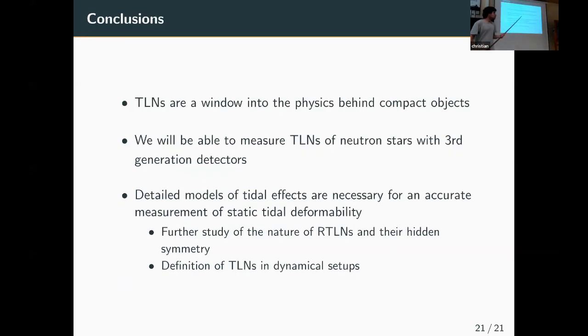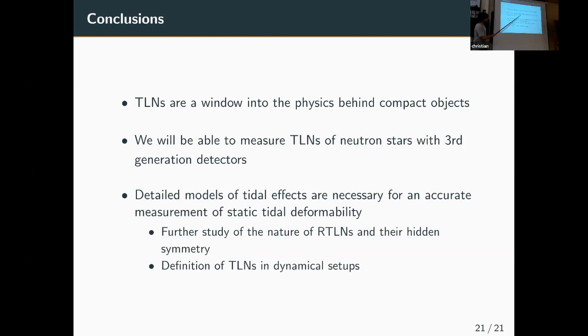And so I would conclude here by saying, I hope I convinced you that tidal wave numbers are a window into the physics of compact objects, what they are composed of, and the things that are happening inside them.